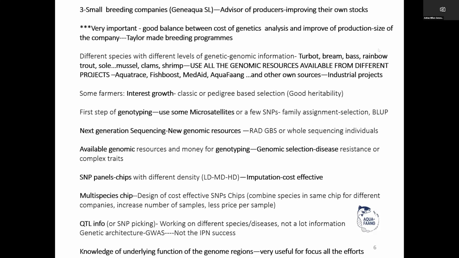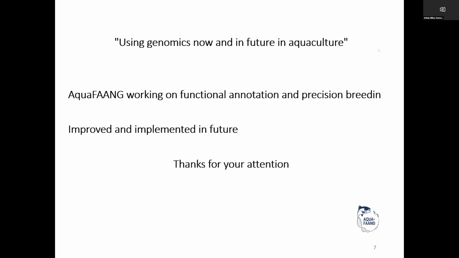Yeah, the IPN result is very, very nice information, but it's not the same for all the species and not for all the diseases. And sometimes the farmers say, well, I have to try it like this, but we have to make some studies of genetic architecture and GWAS to know if there is something there. And also, from these projects, the knowledge of underlying functions is very useful to focus all the efforts.